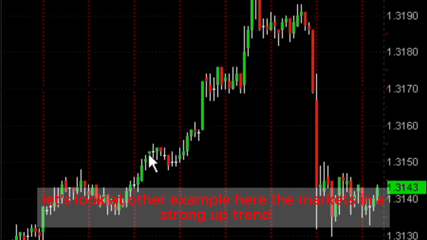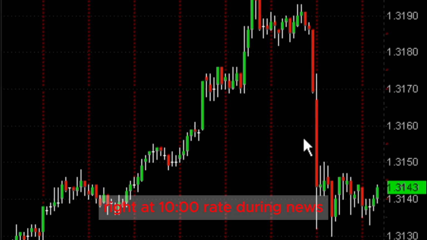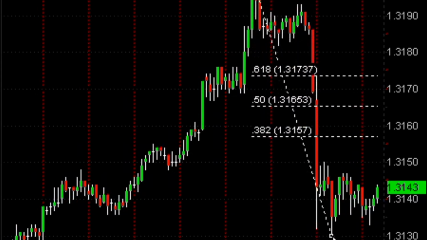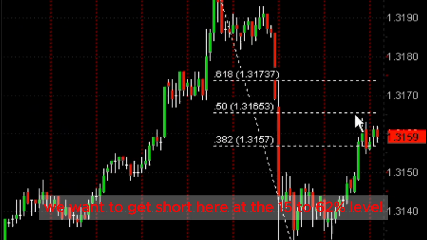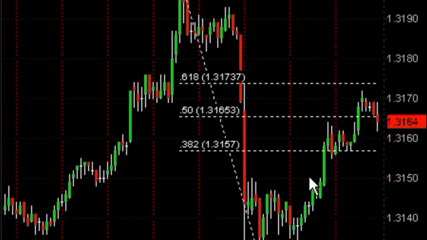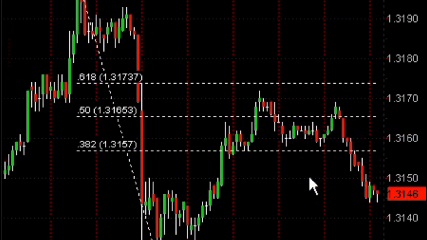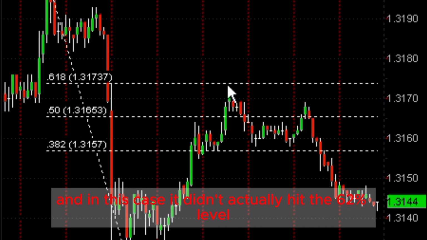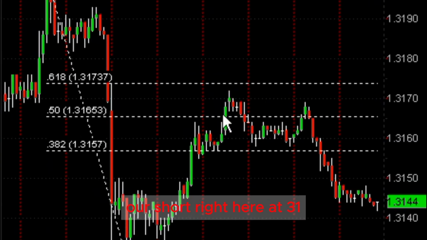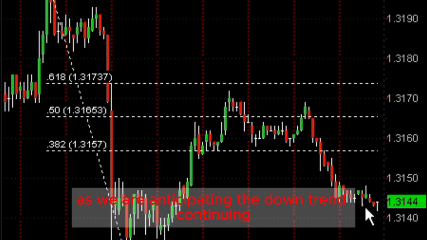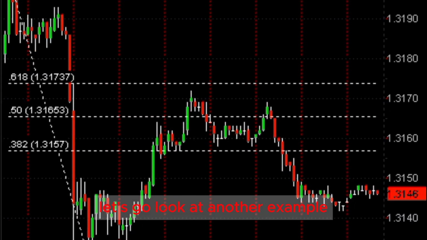Here the market's in a strong uptrend. It obviously is a failure because the market explodes down, right at 10 o'clock right during news. You want to draw your fibs on here from the highest high to the lowest low. And as we scroll into the future, we want to get short here at the 50 to 62% level. And in this case, it didn't actually hit the 62% level. Our short right here at 1.3165 fell about 20 pips as we were anticipating the downtrend continuing, which it does. Let's go look at another example.